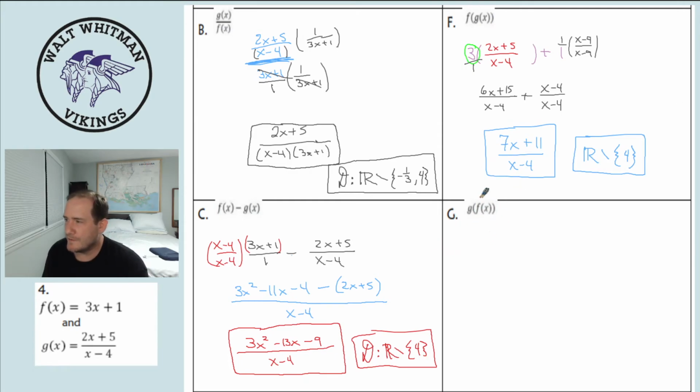And even when we go the other way around, when g becomes our outer shell, well, the algebra is going to be a little tougher. We're going to get 2 times some stuff plus 5 all over some stuff minus 4. Where the stuff is this entire linear function, 3x plus 1. So this can be cleaned up. If we distribute, we get 6x plus 2, which plus 5 is 6x plus 7. And in the denominator, you're just taking away the 4, so you get 3x minus 3.